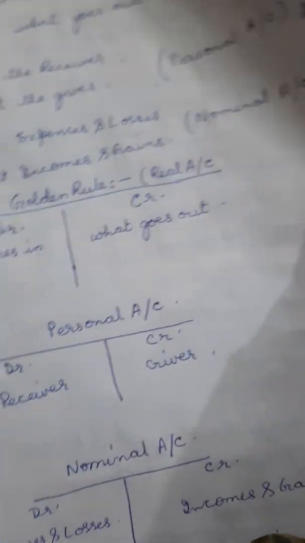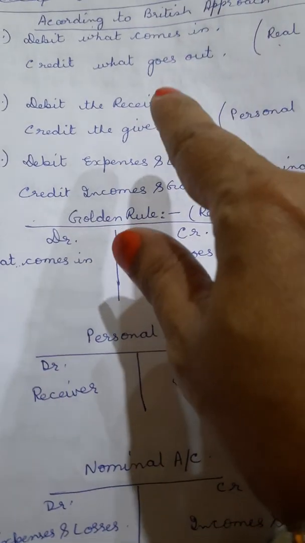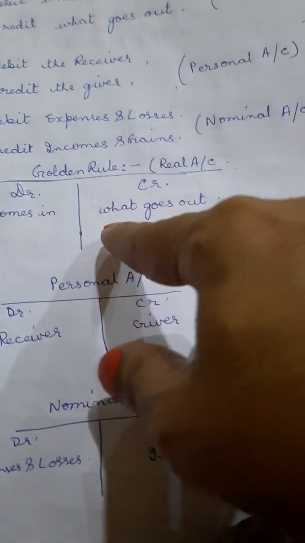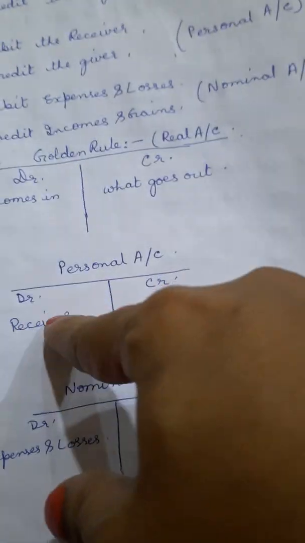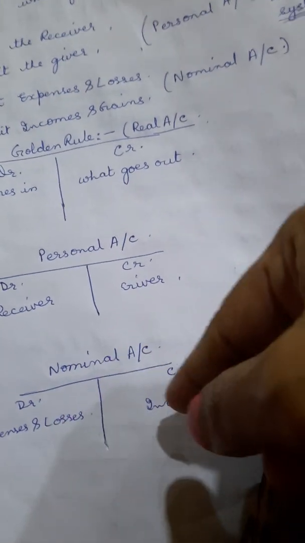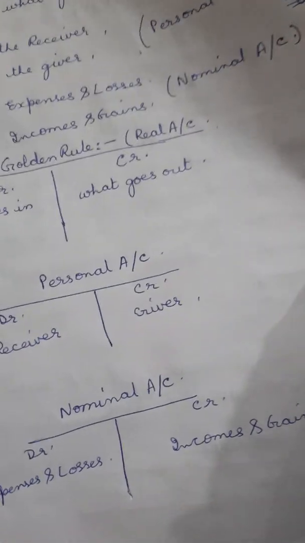Now we come to the golden rule. This was according to the British approach. Golden rule: real account, debit what comes in, credit what goes out. We have discussed personal account, receiver and giver, and expenses and losses, and incomes and gains.